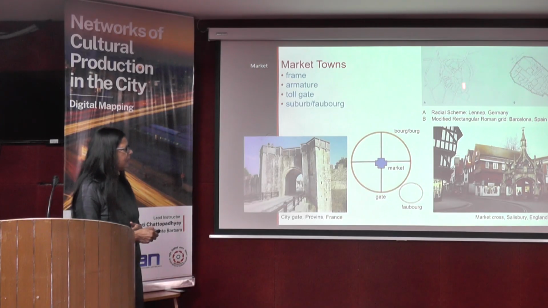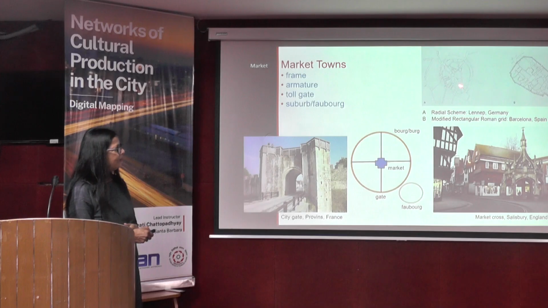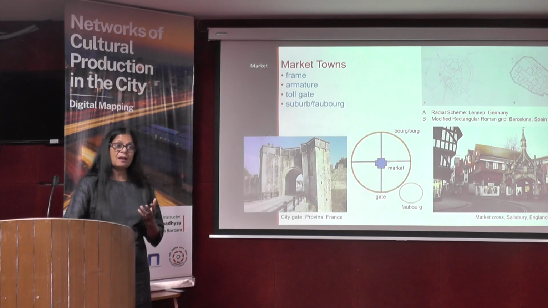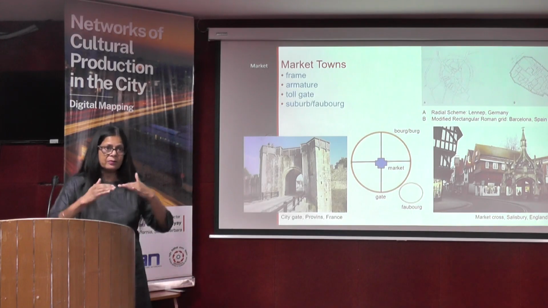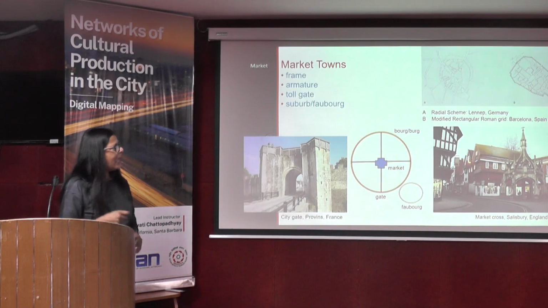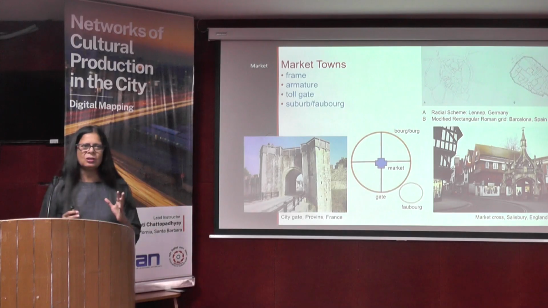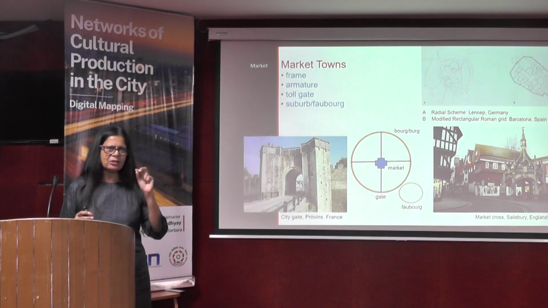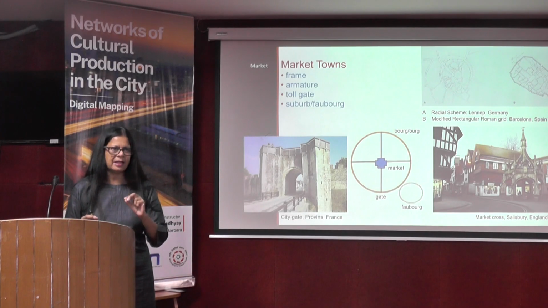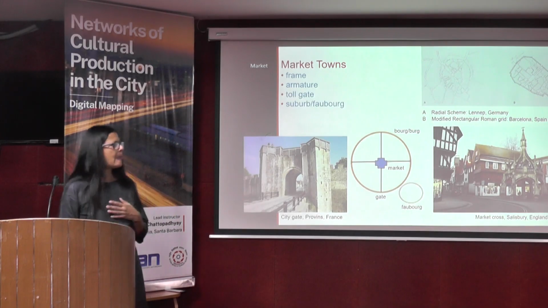This is an example of Lennep, Germany, and this is Barcelona, and many of these are old Roman towns which have been reorganized, and they come in all forms. They might look kind of haphazard, but they're not. They're actually very intentionally that. There's nothing called unplanned towns. They're all planned in some way.